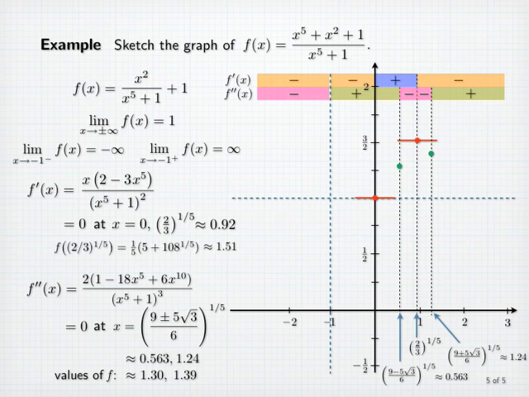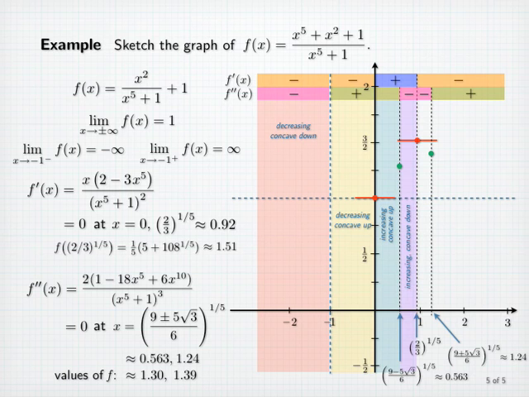So, on the interval from minus infinity to -1, f of x is decreasing and the graph is concave down. Between -1 and 0, f of x is decreasing and the graph is concave up. Between 0 and the smaller root of f double prime, the function is increasing and the graph is concave up. Between the smaller root of f double prime and the critical point at the fifth root of 2/3, the function is increasing and the graph is concave down.